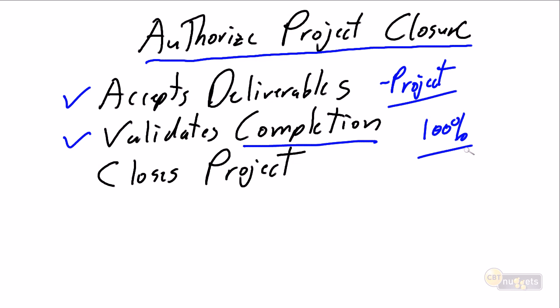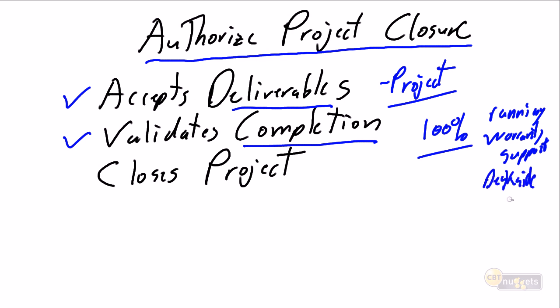And as discussed already, there's often a lot of project closure activities that go above and beyond the production of the formal deliverables. Is it running? Do we have warranty support? Do we have desk side support? Do we have all of those other nuances that are required to make this project 100%?